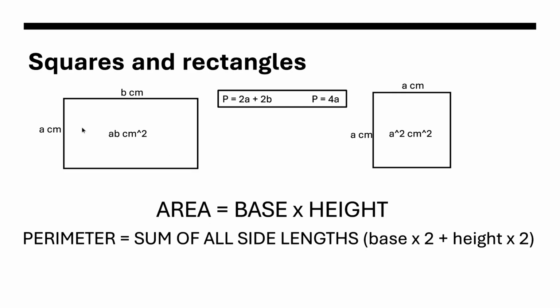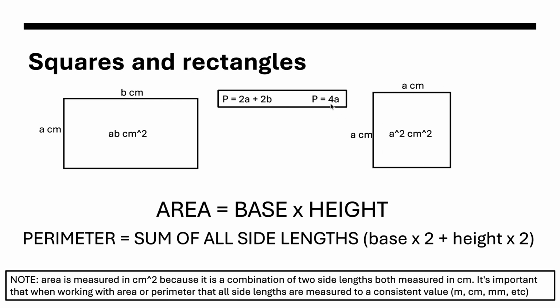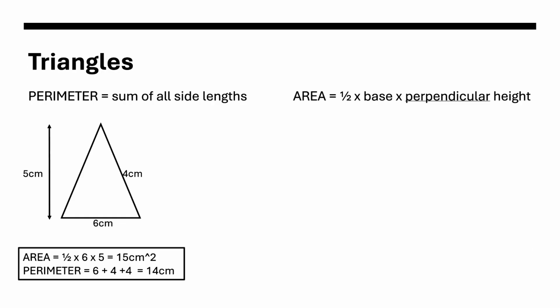Perimeter is the sum of all sides. We have two side lengths a and two side lengths b here, so perimeter is 2 lots of a plus 2 lots of b, measured in centimeters. For the square, we have 4 lots of the side length a, so perimeter is 4a. Area is measured in centimeters squared because it's a combination of two side lengths which are both measured in centimeters. It's important when working with area or perimeter that all side lengths are measured to a consistent unit.